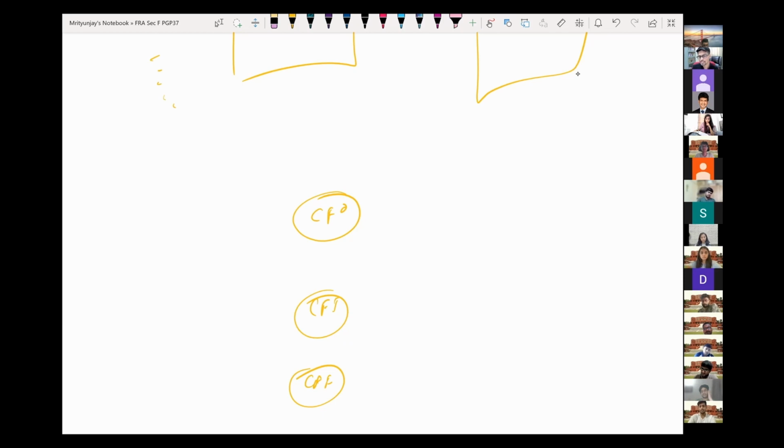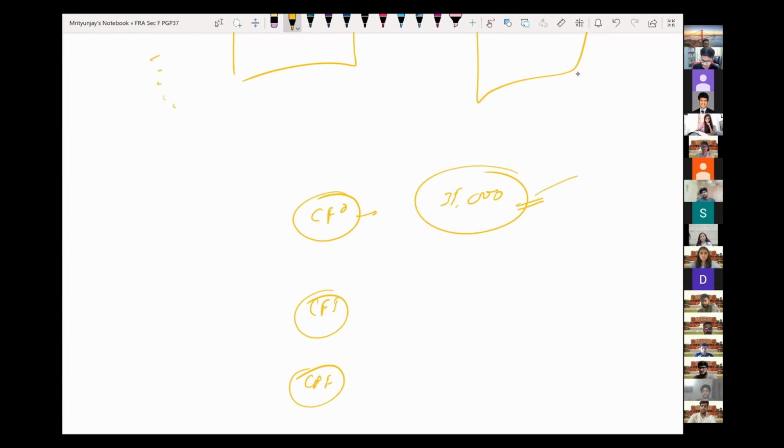Now, to do this, from CFO, we already know that if you have generated 35,000 of cash, and you say that this is not good enough, what are you going to do? Which activity will you improve upon?